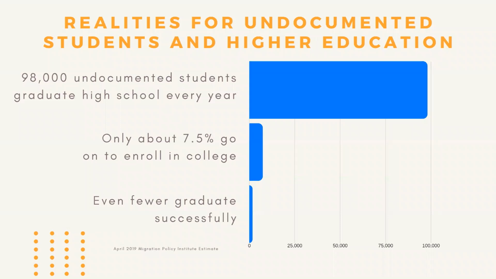The other thing is that about 98,000 undocumented students graduate high school every year. Unfortunately, only about 7.5% go on to enroll in college, and even fewer graduate successfully. These numbers show a dramatic decrease in the number of students who graduate high school every year in comparison to those who actually enroll in college, and even fewer who graduate successfully.